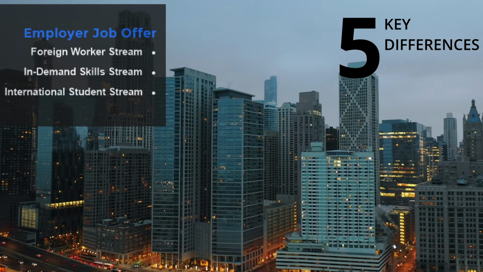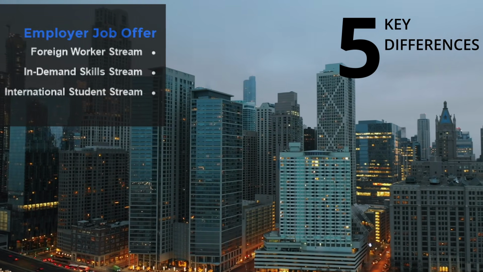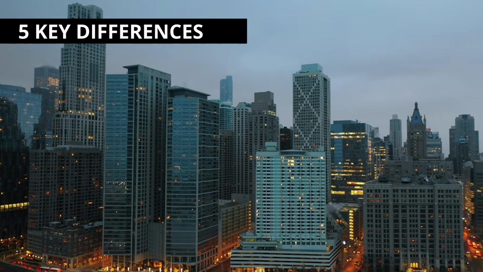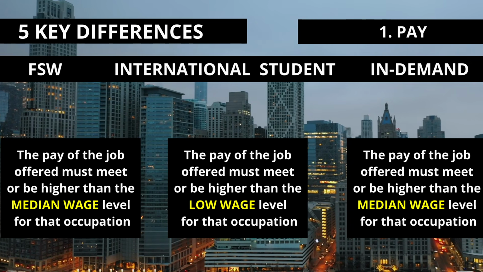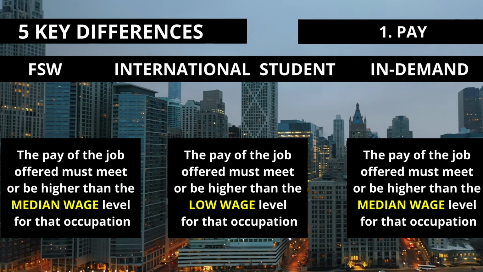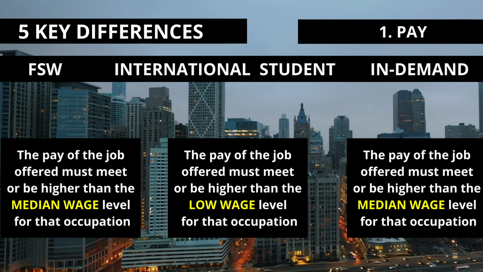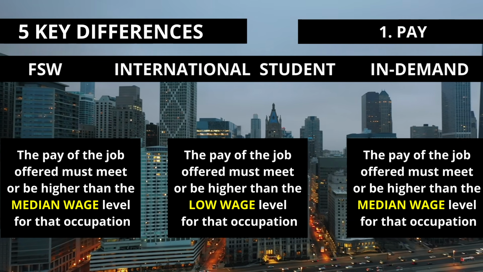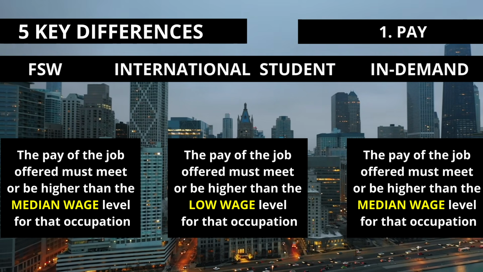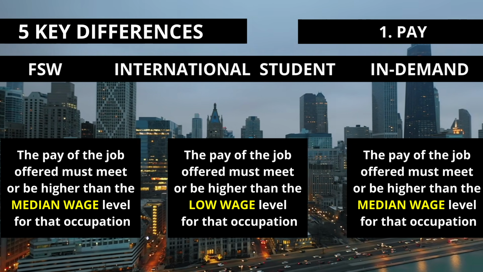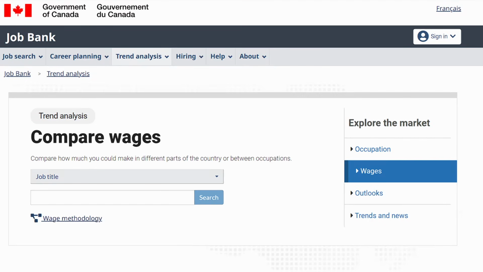Now let's have a look at the 5 main differences in requirements for these 3 streams. Number 1 is the pay requirements. Your pay should either meet or be above the median wage for FSW and in-demand skill category, and it should either meet or be above the low wage for the international student category. You can find the list of median wages and low wages on Canada's Job Bank website. The link is provided in the description below.